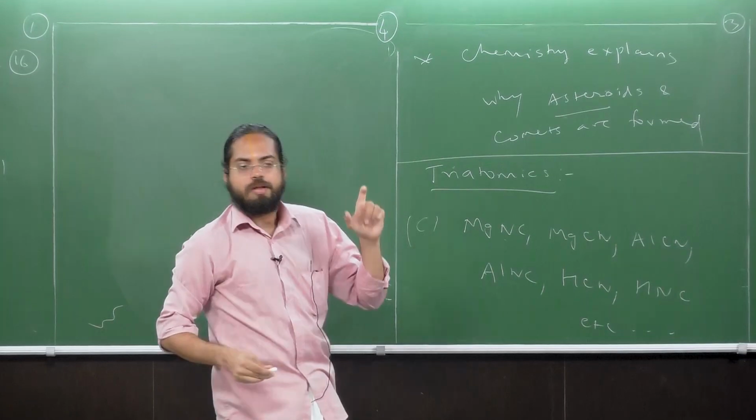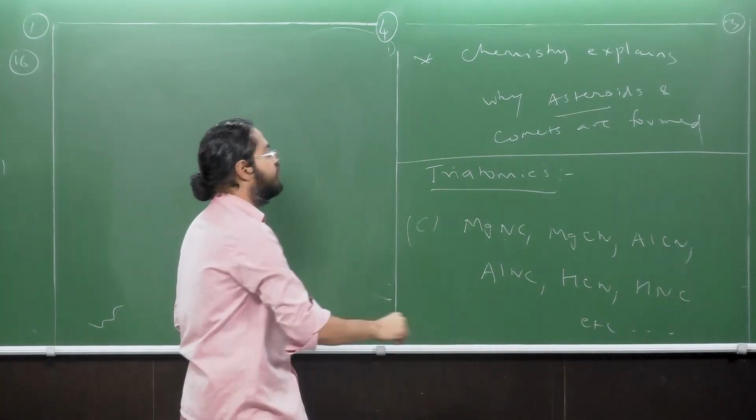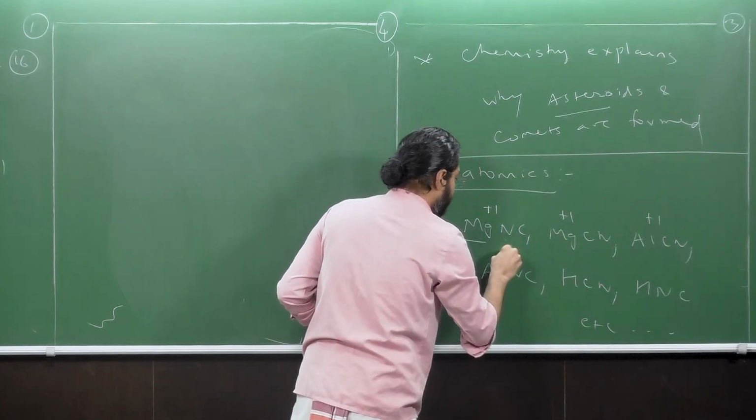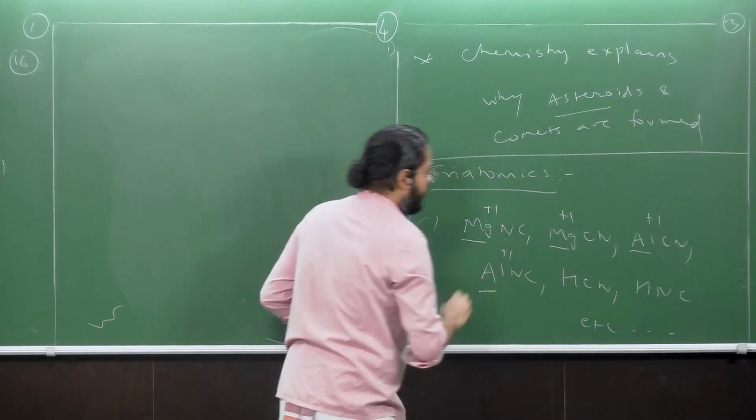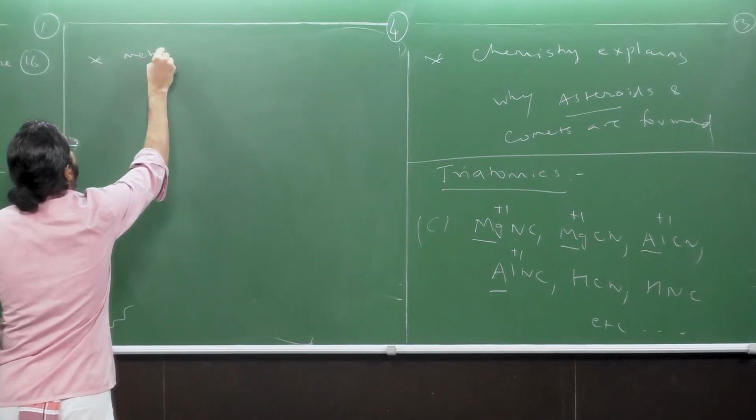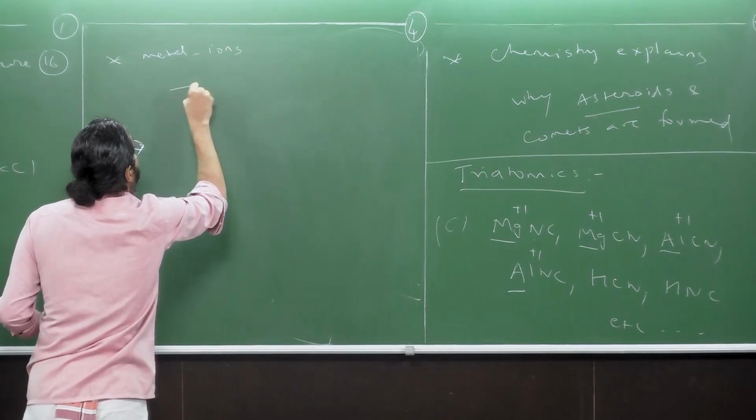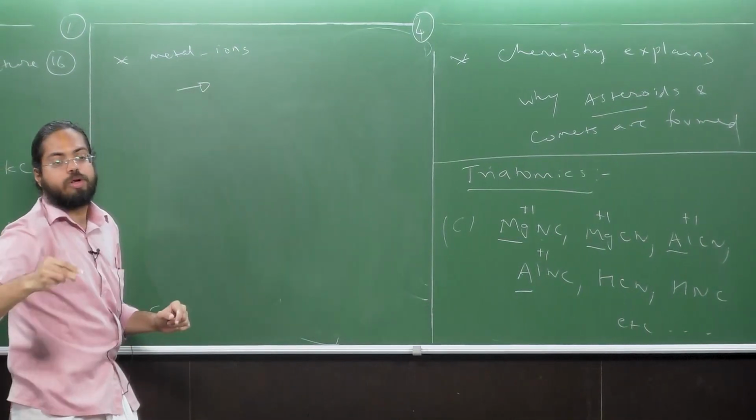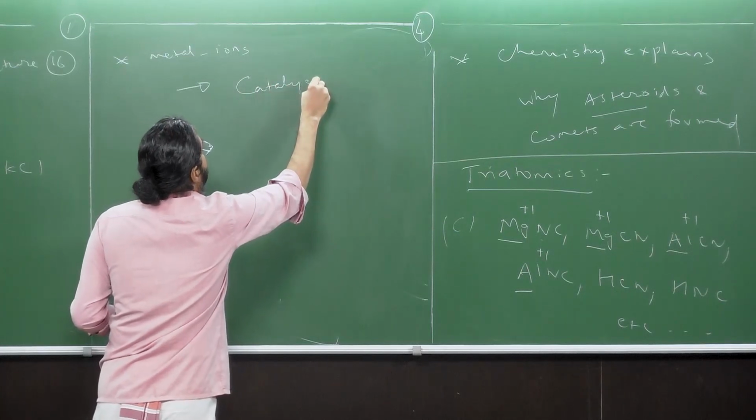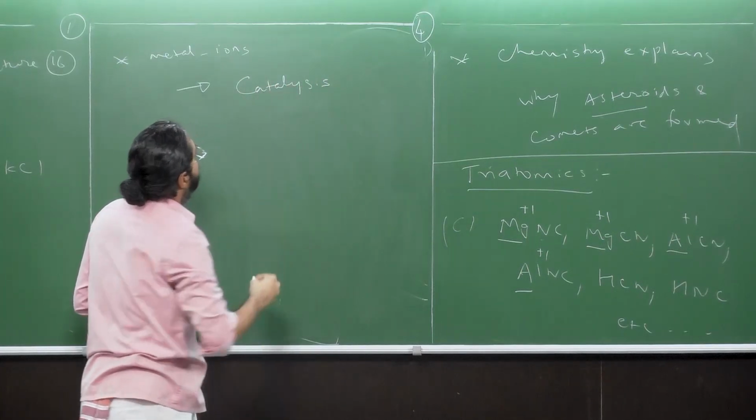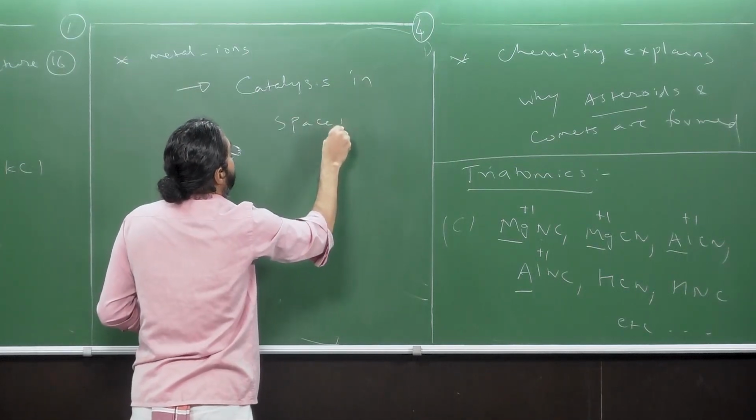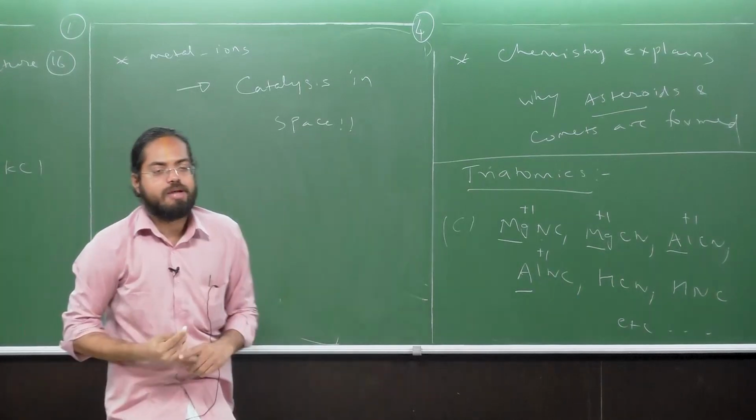So the metal ions, these representative metal ions, Mg+, Al+, and so on, all of these metal ions present the scope for what is called catalysis. Catalysis, I hope the spelling is correct. Catalysis in space, which is in fact an active ongoing area of research.